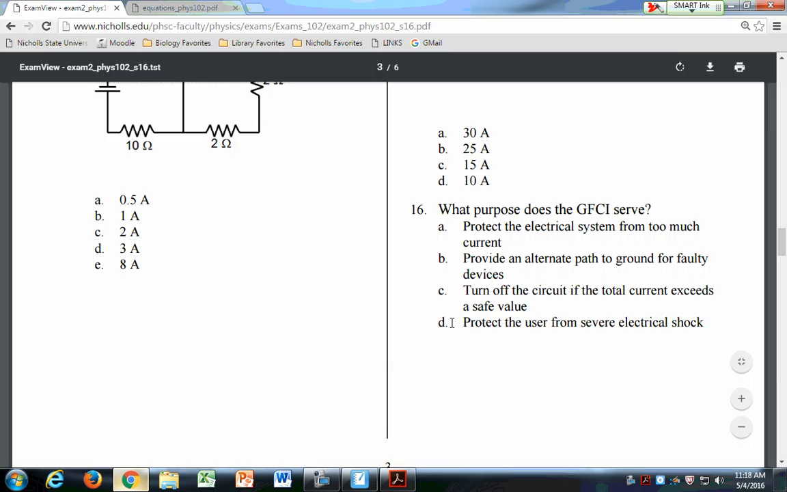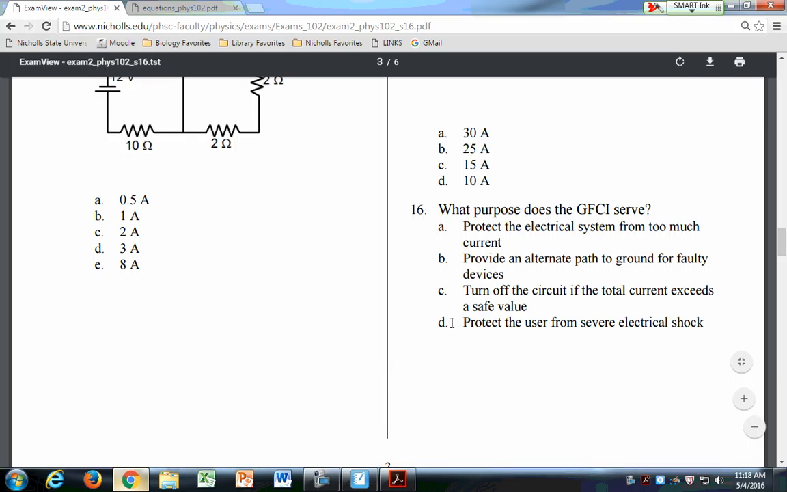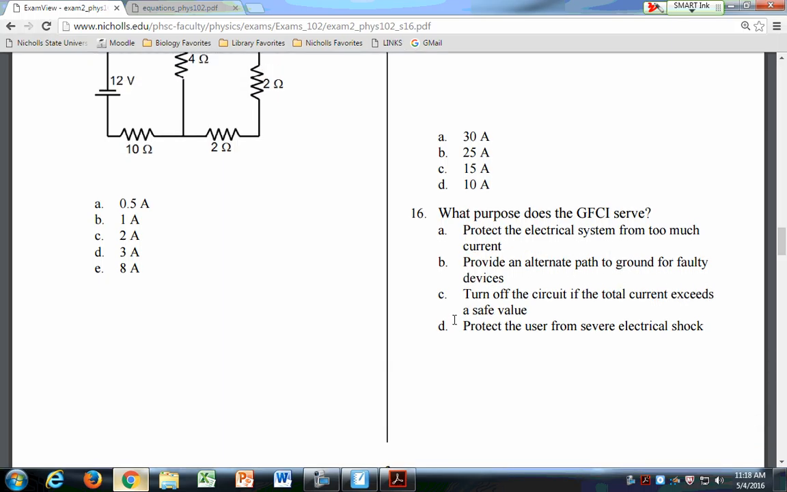Oh, there is GFCI right there. So yeah, you can see GFCI too. Hunter? Sure.